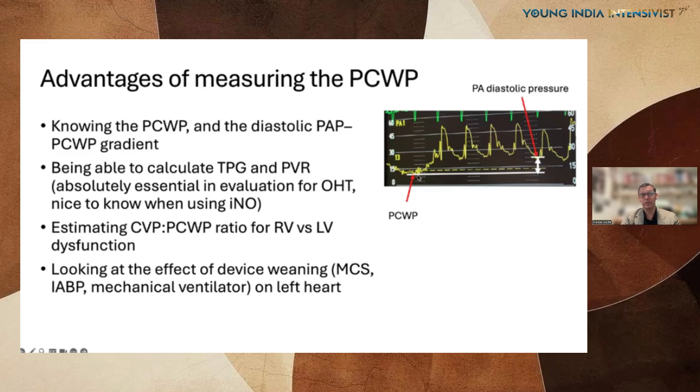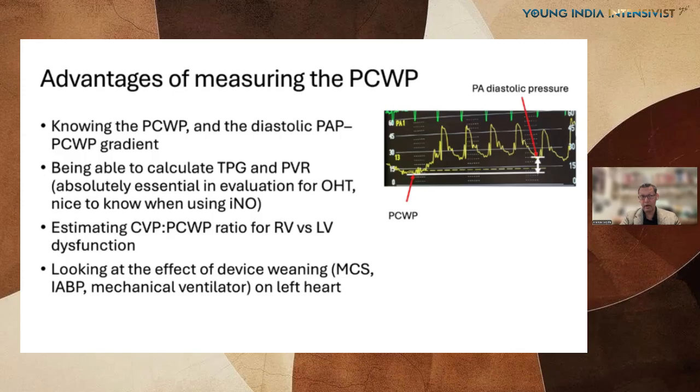The PA diastolic pressure is something like 20. The wedge pressure is closer to 13. You've got a 7 to 8 millimeter diastolic gradient. If you don't know that, your CVP to wedge ratio, your pulmonary vascular resistance, all of these calculations are going to be wrong. Knowing the transpulmonary gradient and the pulmonary vascular resistance is essential if you're evaluating someone for a heart transplant, because if they've got a high PVR, typically more than 3.5 Wood units, you will not get them a new heart because that heart will die immediately when the RV is faced with these high pulmonary vascular resistances.